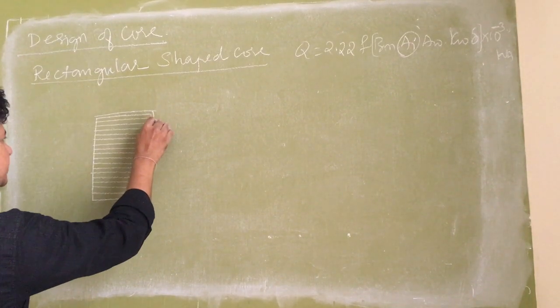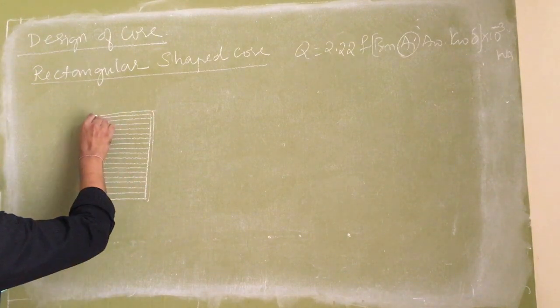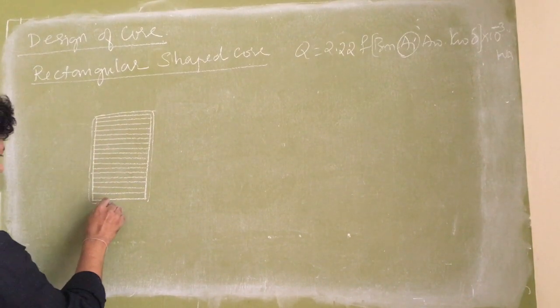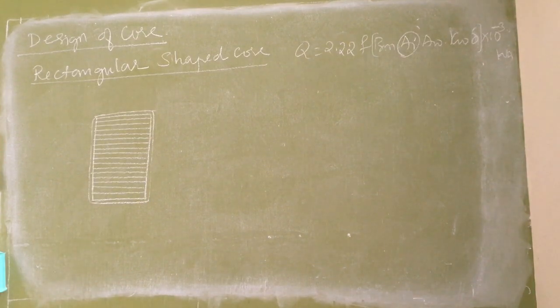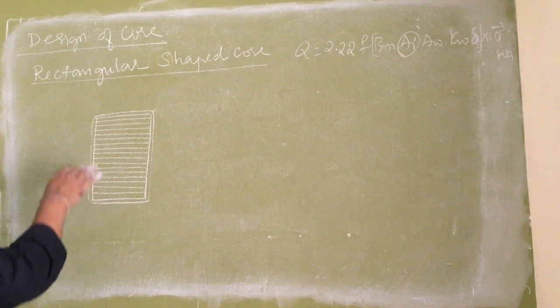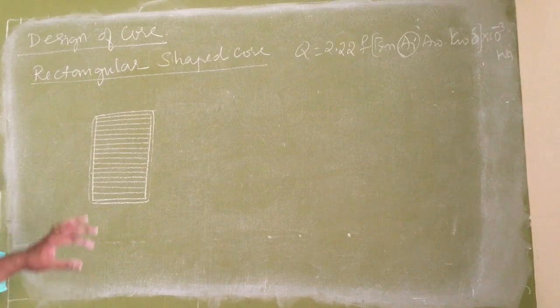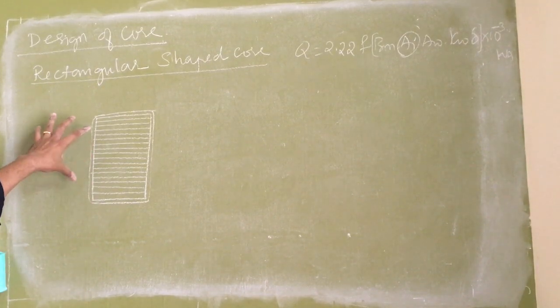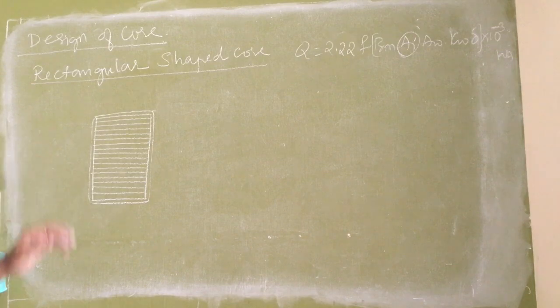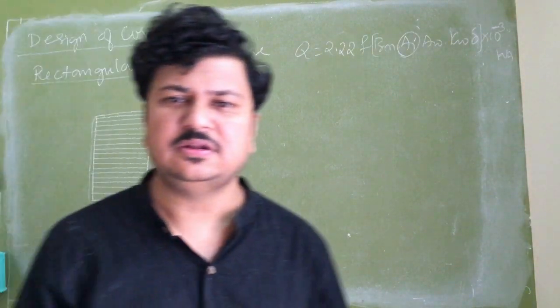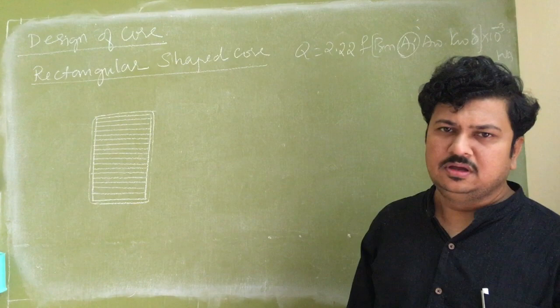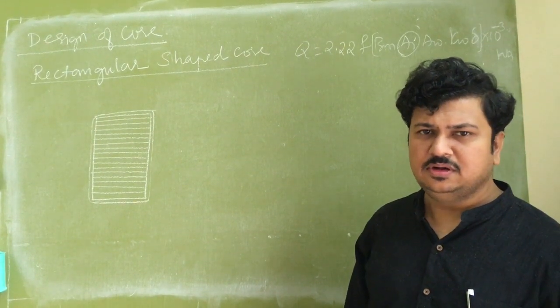Upon that there will be an insulation. Don't forget that whenever I place the winding upon the core, it will always be placed after placing the insulation. I can't and I don't place winding directly on the core. Now if I want to go for a circumscribing circle for a rectangular core, it is difficult to get one. Even if I get it, it will be very large.